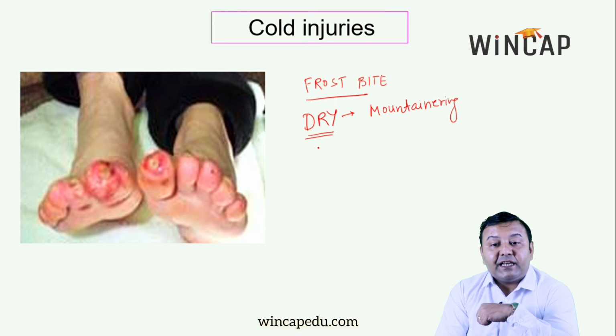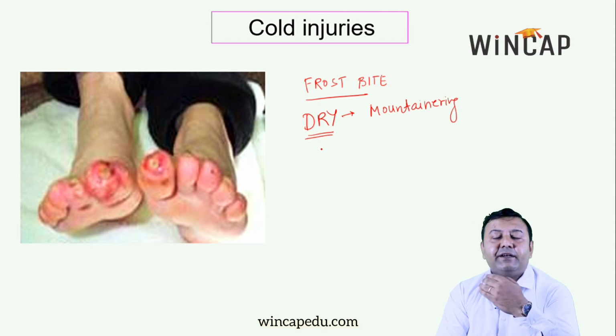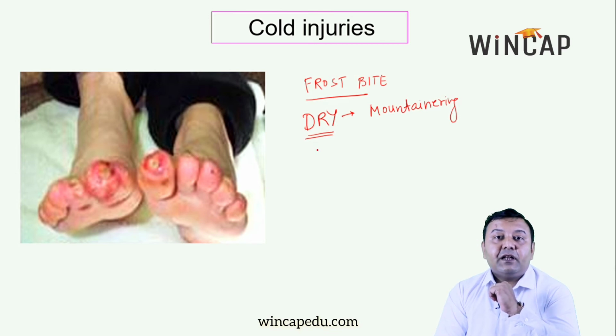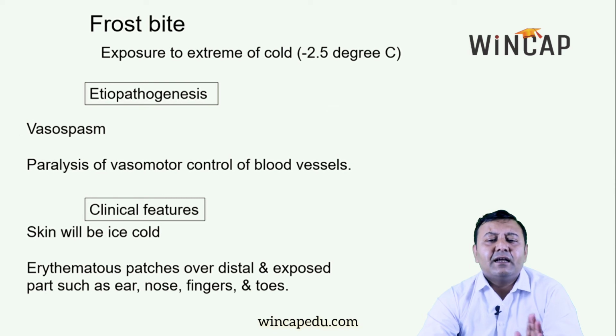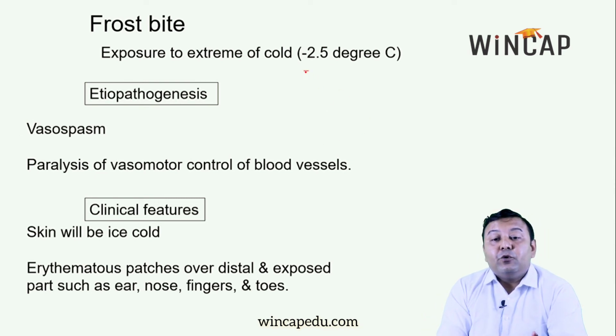Now frostbite is when you are exposed to the environment at a very high altitude with lots and lots of cold. Generally it affects the terminal appendages of the body such as the nose, the ears, the fingers and the toes. Frostbite generally occurs when we are exposed to a temperature that is minus 2.5 degrees centigrade or below. So yeah, it's very cold.